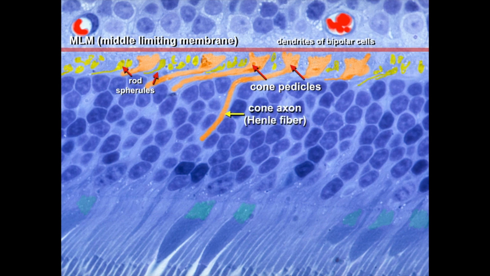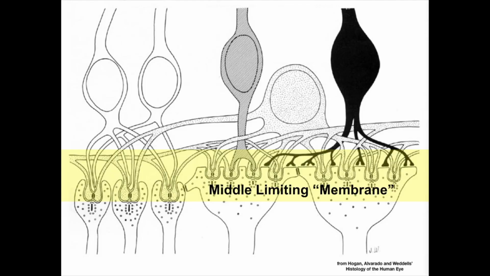The photoreceptors project through the external limiting membrane. Only a few cones are present. The inner myoid and outer ellipsoid zones of the cone inner segments are visible. The rod spherules and cone pedicles are seen in this diagram of the middle limiting membrane from Hogan, Alvarado, and Weddell's textbook.